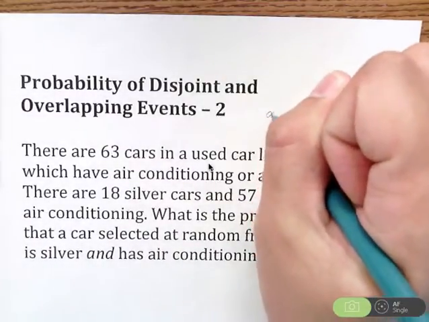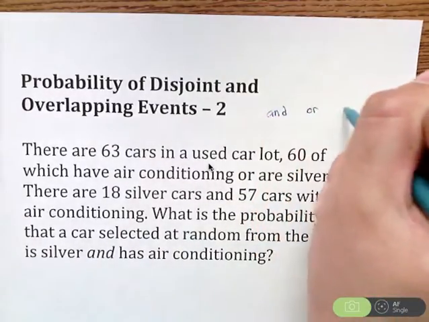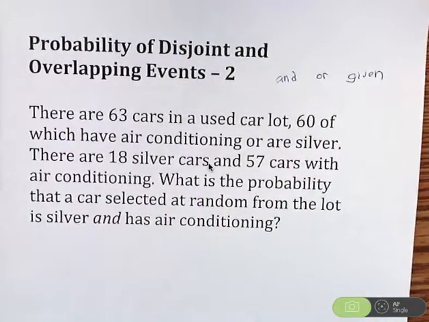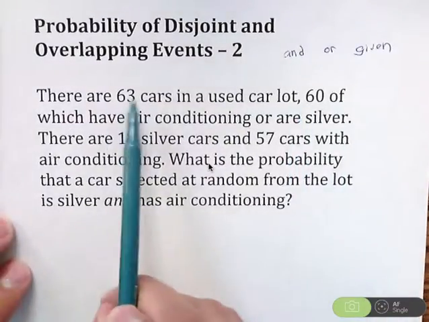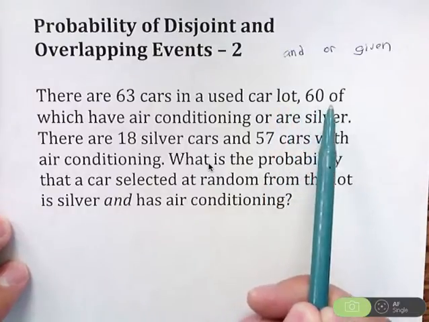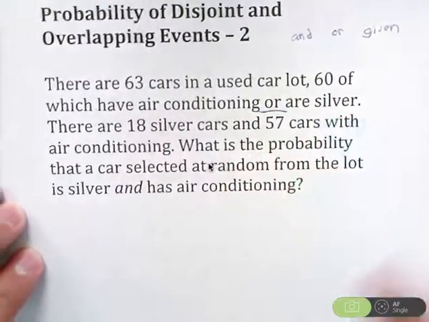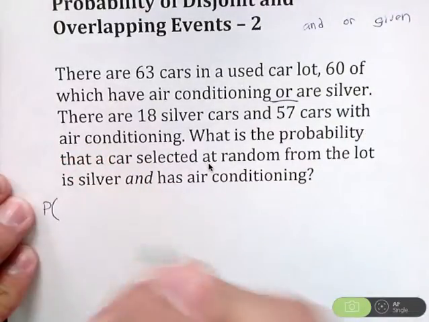When I read most of these word problems, there are three things I'm looking for: ands, ors, and givens. If I have any of those pieces, it tells me how the setup of this problem is going to go. So, for example, in the first, they talk about 63 cars in a lot, 60 of which have air conditioning or are silver. So I'm going to put that in words.